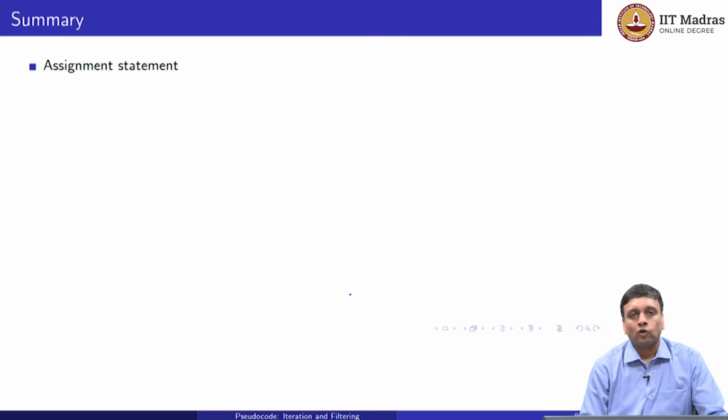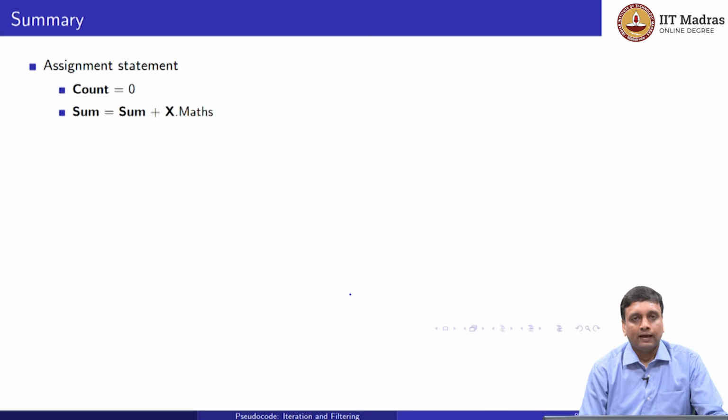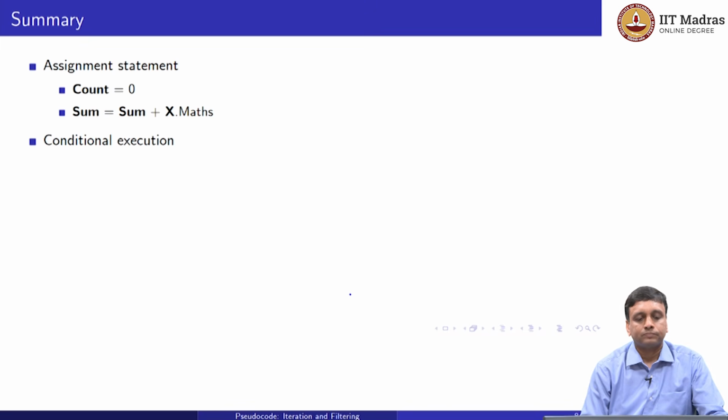So to summarize, let's see what all we have in our pseudocode now. We have this assignment statement. The basic form of the assignment statement takes a variable and assigns it a fixed value. This is typically used for initialization, like setting count equal to 0. But the more complex form takes a variable and assigns it to an expression. And this expression could use the same variable that is being assigned. In this case, we are saying sum is equal to sum plus x dot maths. What this means is take the old value of sum, add the current value of x dot maths from the new card and replace it back, therefore updating sum. So this is not an equality but an assignment.